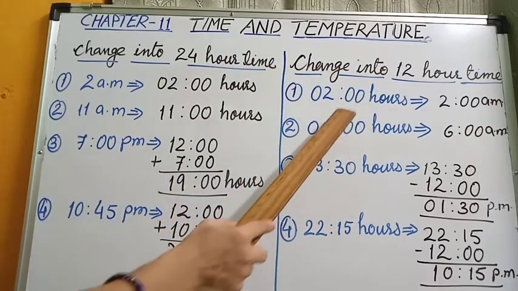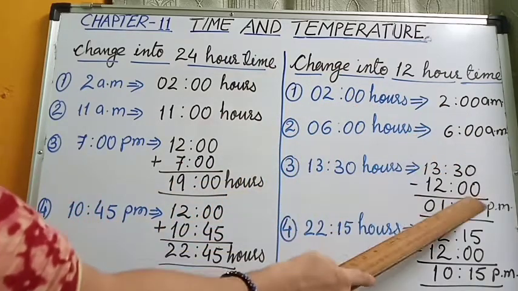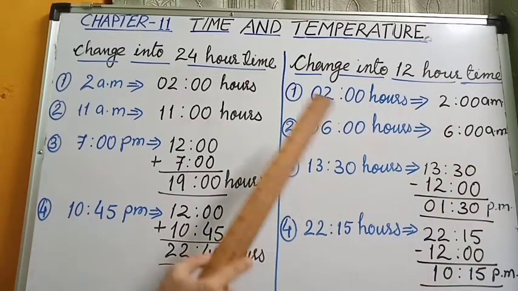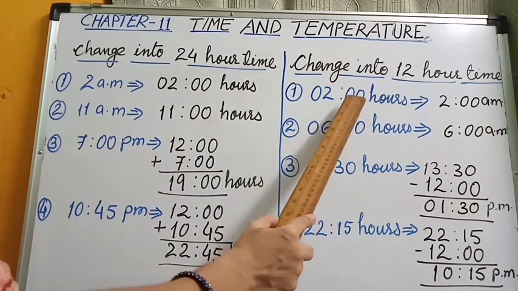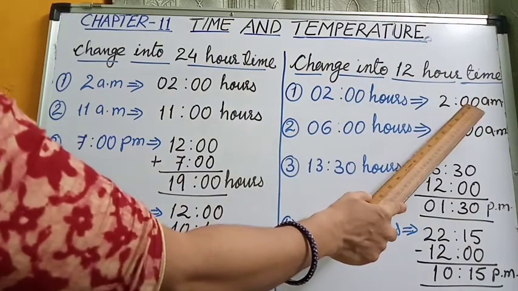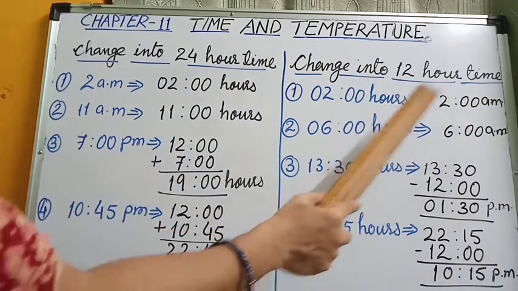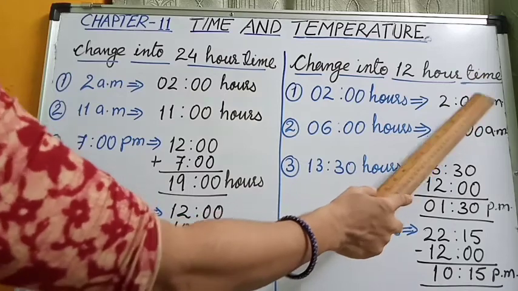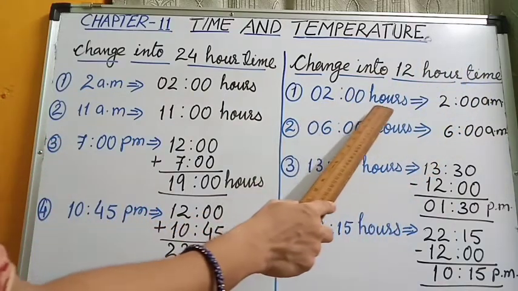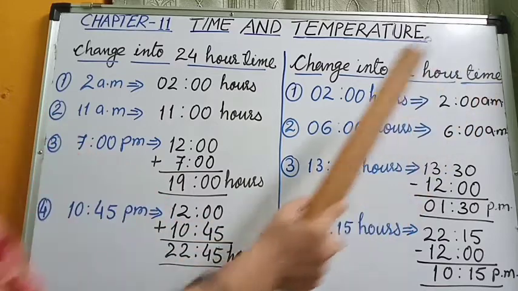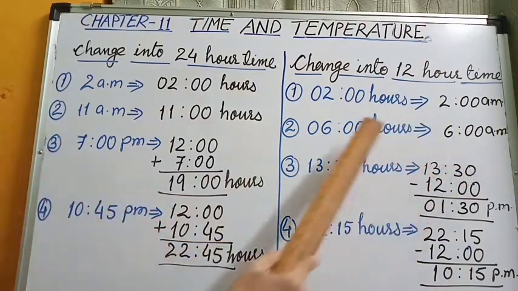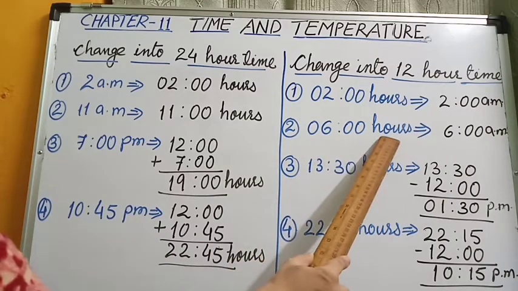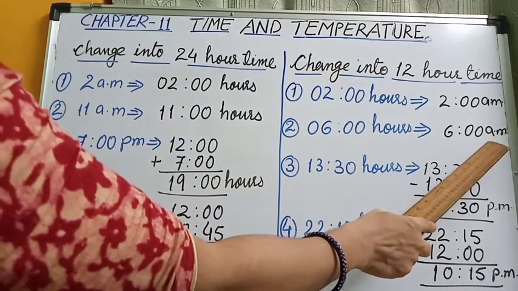Next we have a 24-hour time clock, and we have to convert it into AM and PM, meaning the 12-hour time clock. So here, 2 hours. To convert 24-hour time to 12-hour time clock, we have to remove hours and we have to add AM or PM. So 2 hours can be written as 2 AM. 6 hours can be written as 6 AM. Only you have to remove hours and you have to add AM.